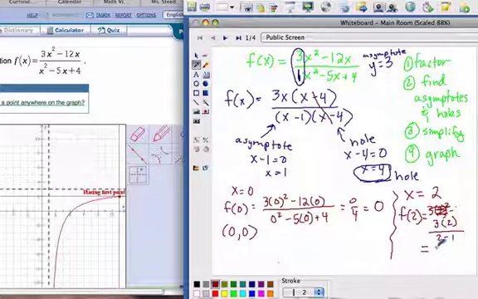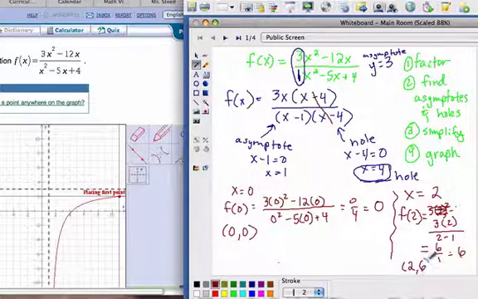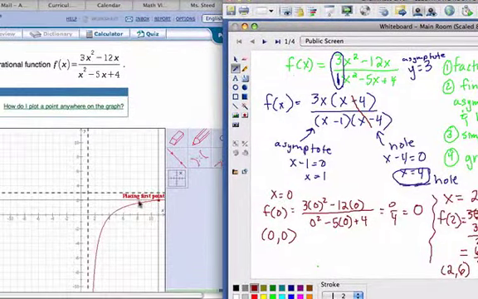So 3 times 2 is 6, and 2 minus 1 is 1. 6 over 1 is 6. So when I input a 2, I get a 6 as my output. So I'm going to plot these points: (0, 0) and (2, 6).